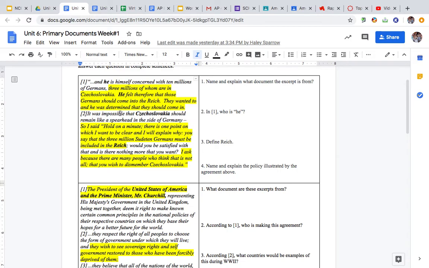Okay, so again, what document do you think this is coming from? Okay, and then name and explain the policy that's illustrated by this agreement. Okay, so again, clues: when he's talking about Czechoslovakia, when they're talking about the Sudeten. Okay, what is he talking about?